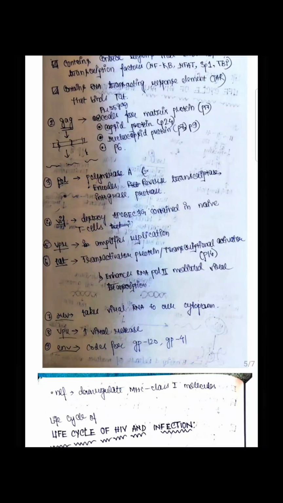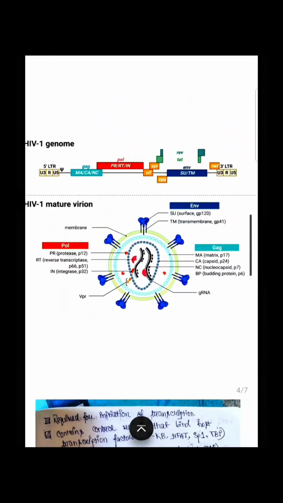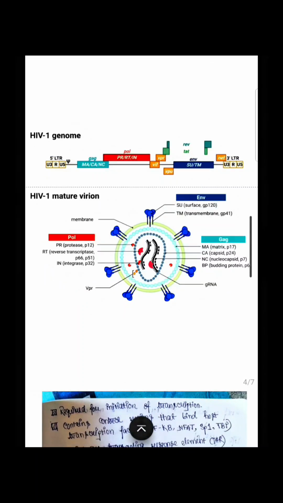Let's look into the diagram of the gene. This is the Pol gene. This consists of the three enzymes it codes for. This is the Pol gene that codes for the protease, the integrase, and the reverse transcriptase.